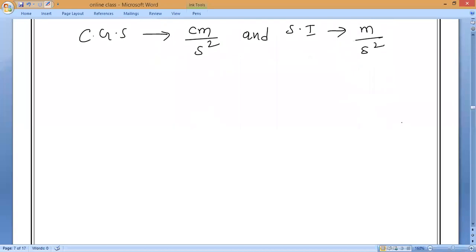Now, as we know, what is the acceleration formula? Please respond. Acceleration is equal to what? Change in velocity, meaning final velocity minus initial velocity, divided by what? As we wrote down, what should we say, Harish? Time, or time taken for the change in velocity. Yes or no?